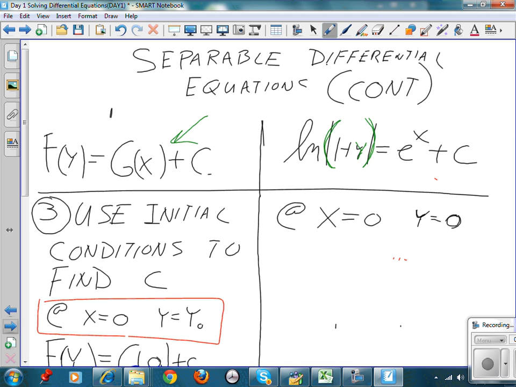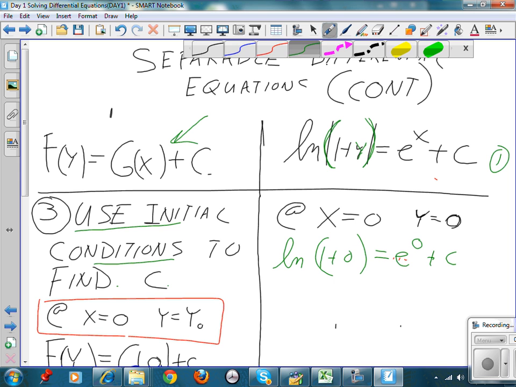But now I want to solve for c. So I'm going to use initial conditions to find c. Remember, the initial problem told me that x equal to 0, y equal to 0 is on the curve. So I'm just going to plug into this equation 1 here. And this is going to be the natural log of 1 plus 0 is equal to e to the 0 plus c. The natural log of 1, that's just 0.